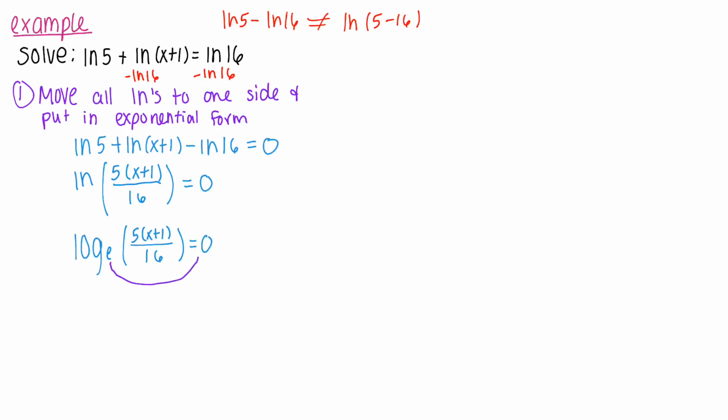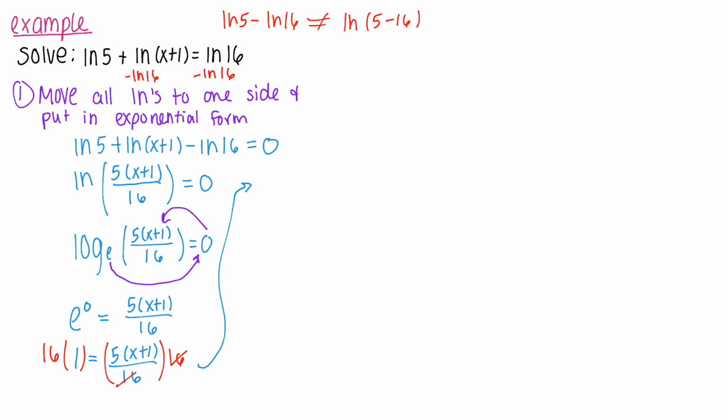So start at the base, across the equals, and back again. E raised to the 0 is equal to 5 times x plus 1 over 16. E raised to the 0, or anything besides 0 raised to the 0, is 1, so 1 is equal to 5 times x plus 1 over 16. We want to solve for x. I'm going to multiply both sides by 16 to get rid of the denominator. So now we have 16 is equal to 5 times x plus 1.